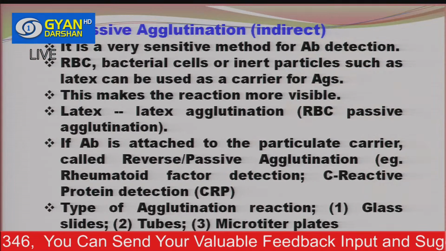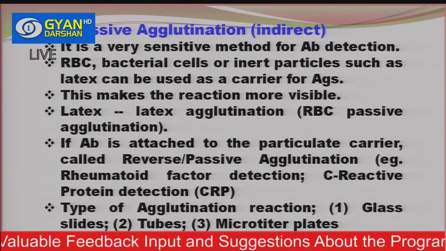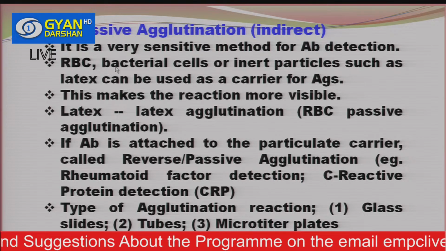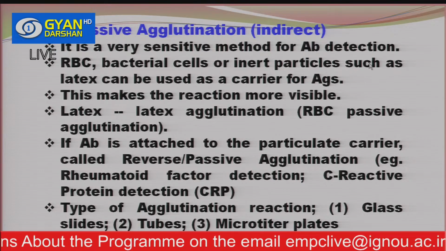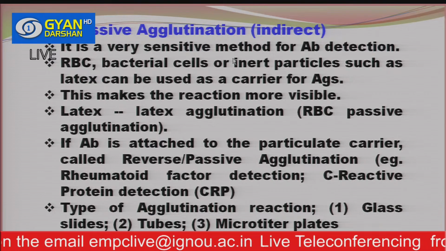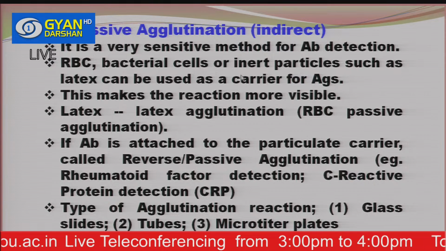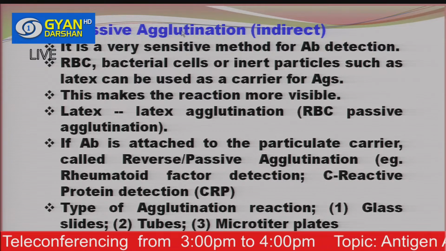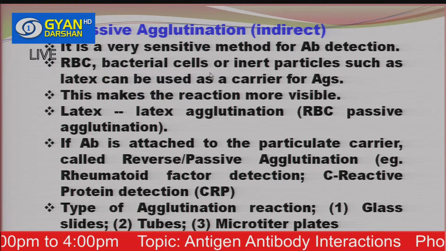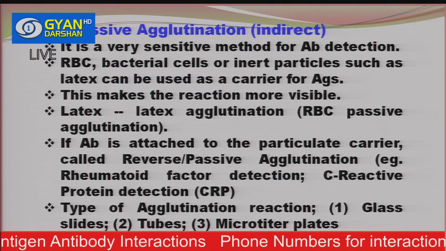Another is indirect agglutination, or you can say passive agglutination. It is a very sensitive method for antibody detection, and RBCs, bacterial cells or inert particles such as latex can be used as a carrier for the antigens. In direct agglutination, we cannot utilize a carrier, but in indirect or passive agglutination, we can utilize carrier molecules like latex for the agglutination reaction. This makes the reaction more visible.